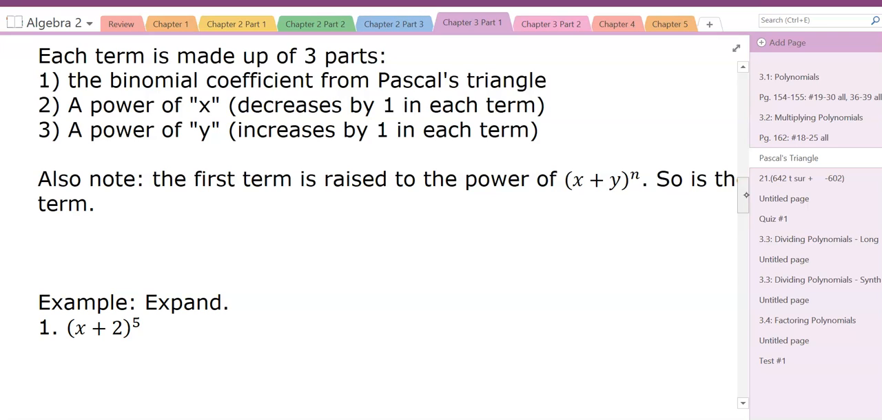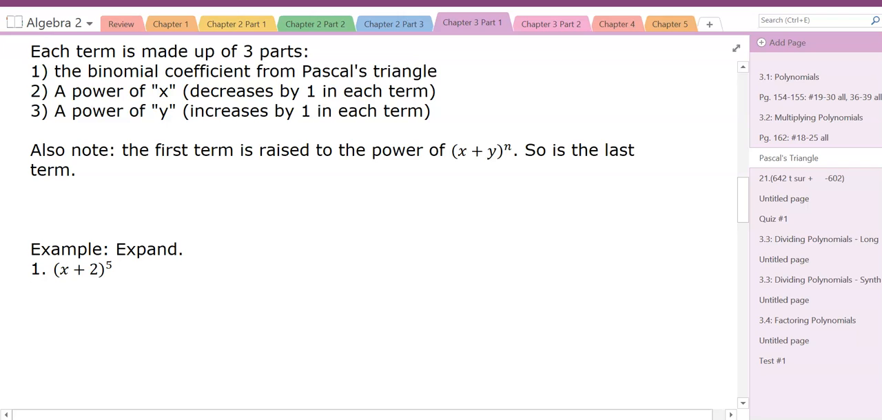The third piece, or the third part to your term, is the power of y. Again, y is in quotations because it could change. And that one increases by 1 in every single term. Note that the first term is always raised to the power, so that biggest exponent. That's that 5 that I had highlighted on the last one. This one has n because this could be talking about any case. It doesn't always have to be raised to the 5th power. It could be raised to the 4th power instead. And so that's going to always attach to the first term and to the last term. And that's kind of how we use those to help us with our patterns.